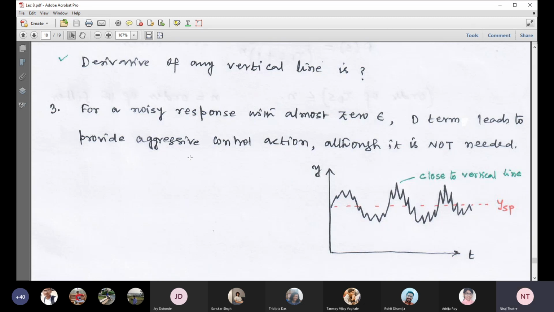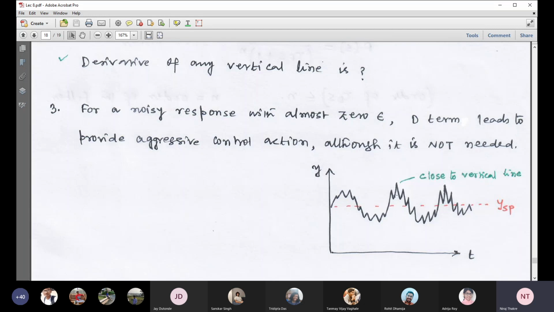That is what it is written here. See, for a noisy response with almost zero error, if you take the average for a particular time instant, you will see that it is almost zero because there is some positive error, negative error, like that way. It may not be so systematic, but for a particular time duration, if you make the sum, it is coming to the y set point only or the y steady state value only. Okay, so for this, it is not recommended to employ any action through the derivative term.